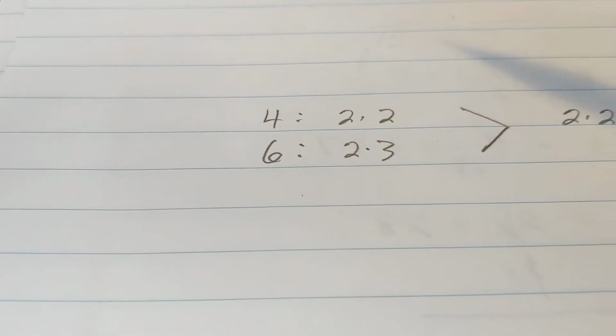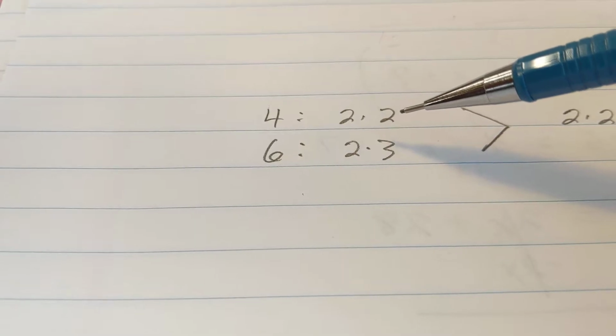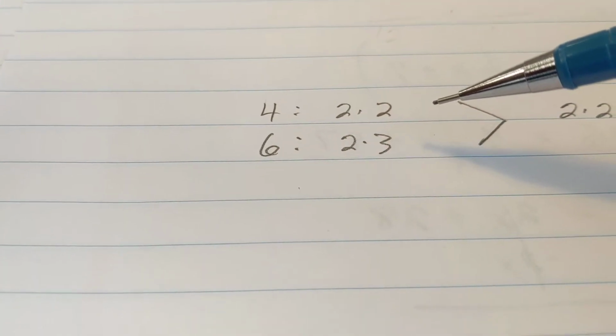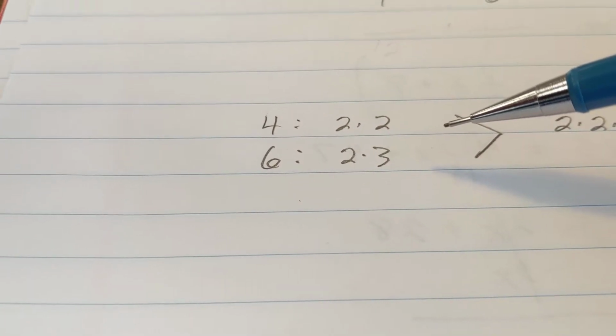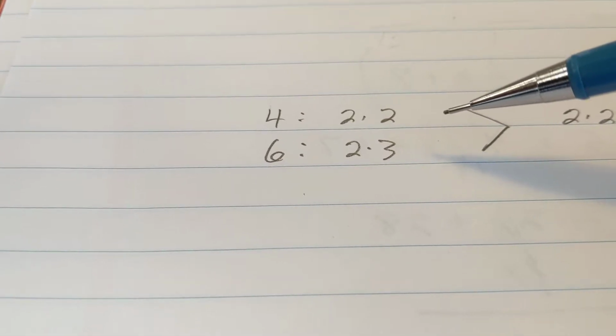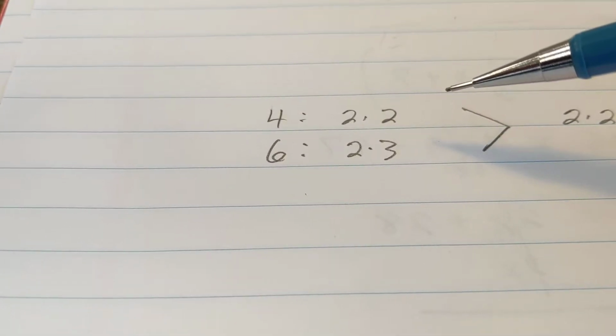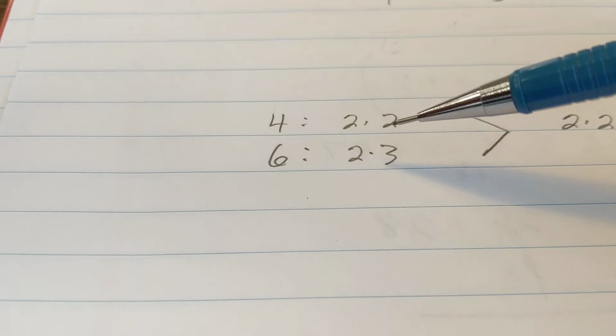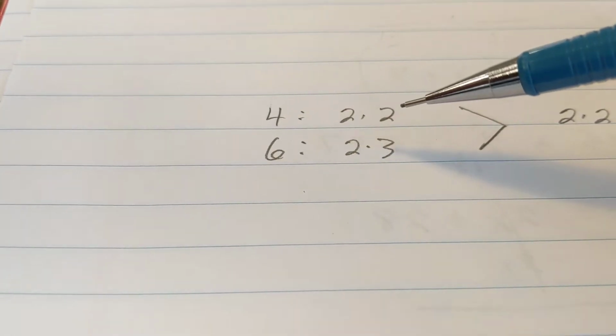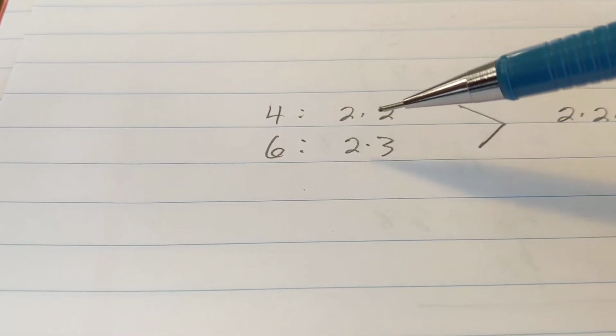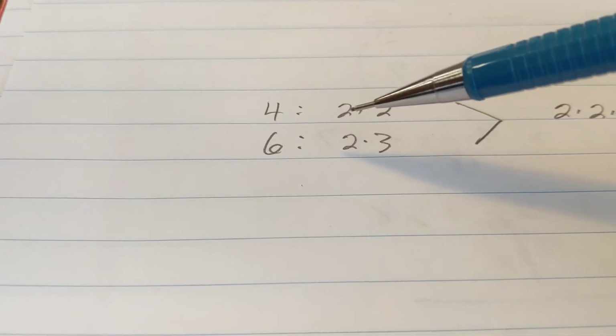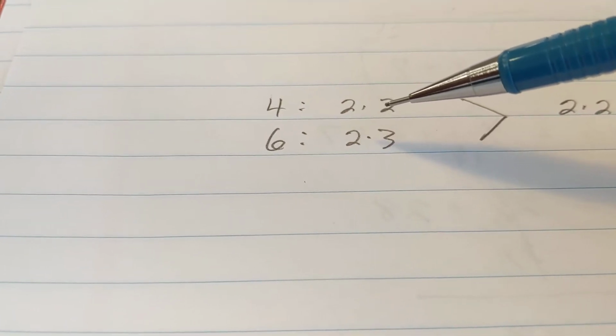To find the least common denominator, you look at each row. This is row 1, this is row 2, and you ask this question: what's the most number of times each factor occurs in any given row? Notice I have the factor 2, and it occurs twice in this row, but only once in that row. So the most number of times it occurs in any row is twice.